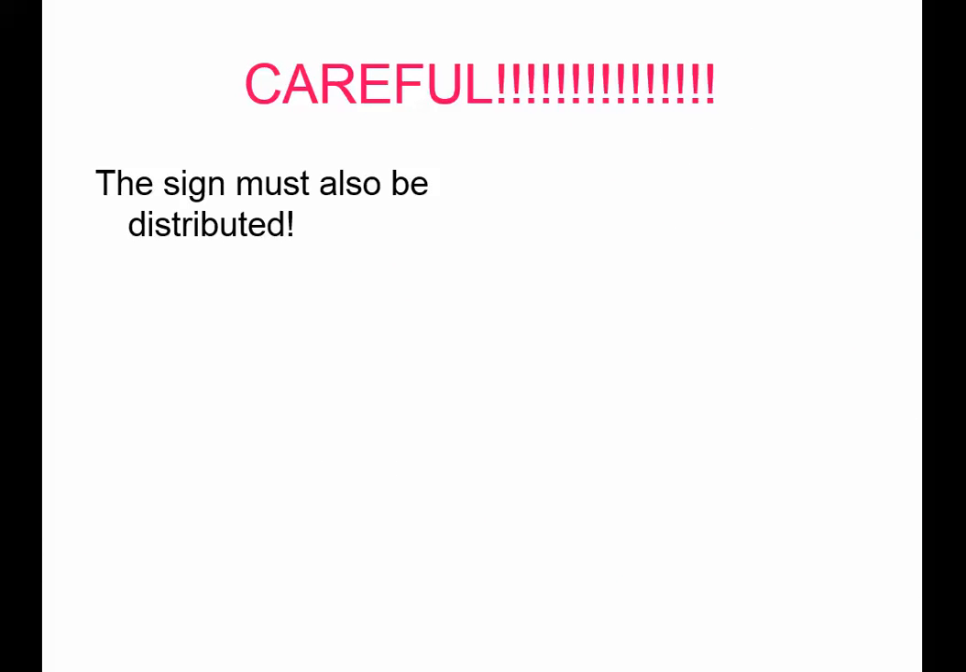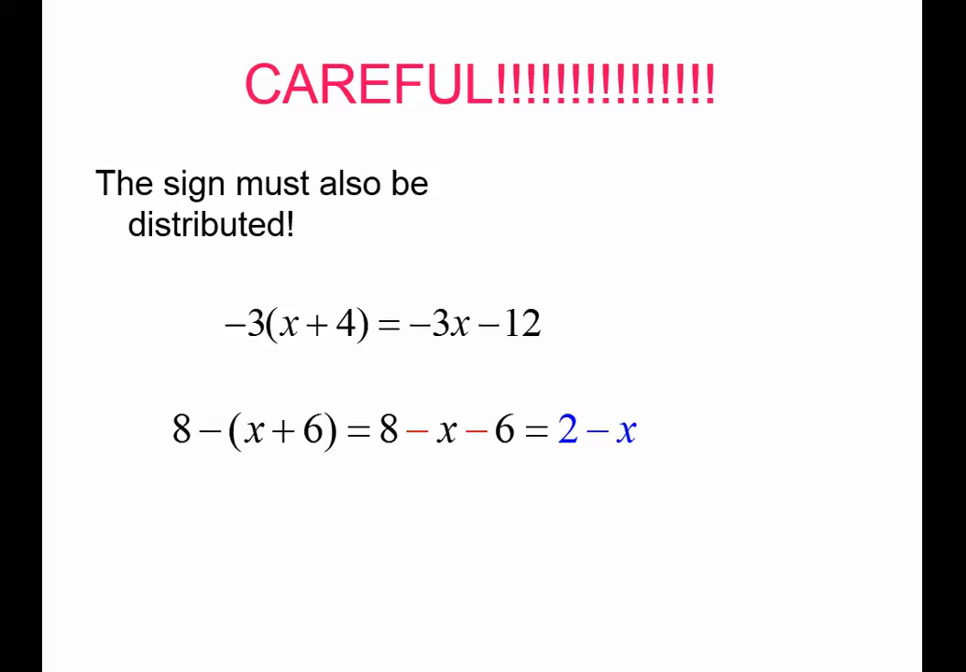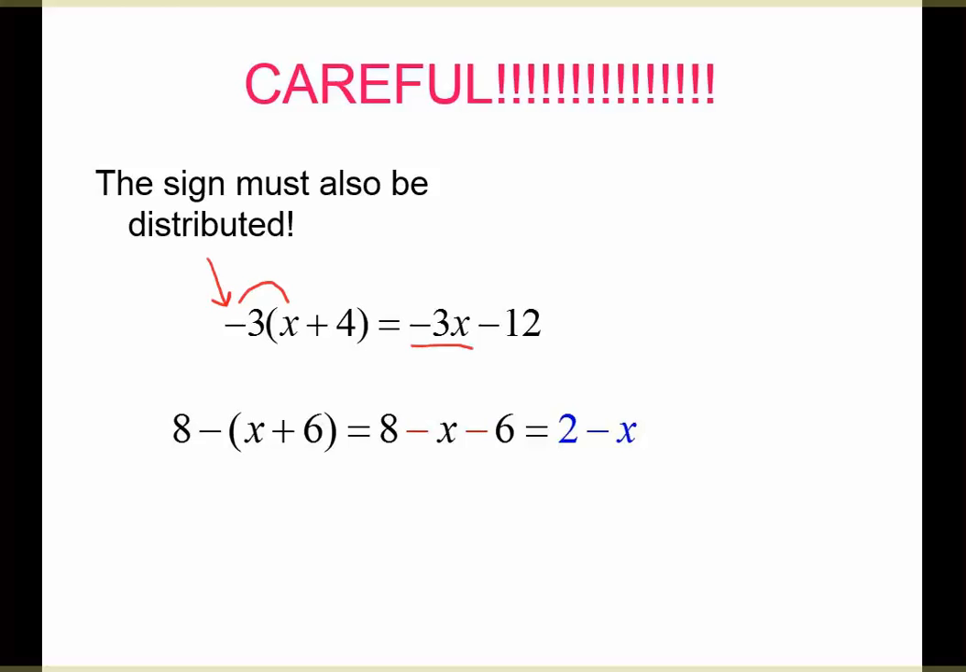Just want to point out a few more things before I let you try these on your own. All right, you have to watch out for the sign, and the sign also gets distributed. So take a look at these two examples. We'll go through the first one first. It's a negative 3 times quantity x plus 4. So it's not just the 3 that's being distributed, but also this negative sign that tags along with the 3. So instead of multiplying 3 times x, we're multiplying negative 3 times x to give us negative 3x. We're also multiplying negative 3 times positive 4, and that's what produces the negative 12.